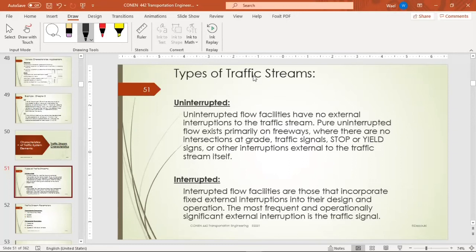For example, if we look at King Faisal Highway, okay? It's not a highway, that's an interrupted facility. You have roundabouts, you have traffic signals, okay? So that's interrupted facilities. But on the contrary, if you look at King Fahd freeway, for the most part, you can consider it as a freeway facility, okay?